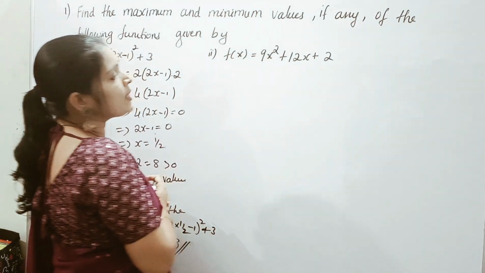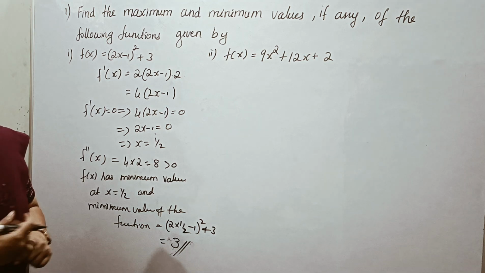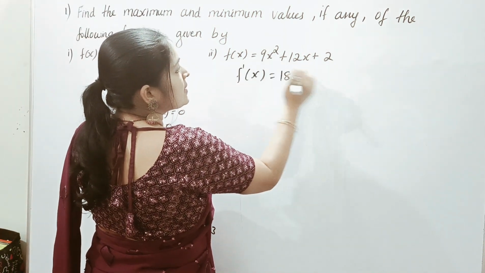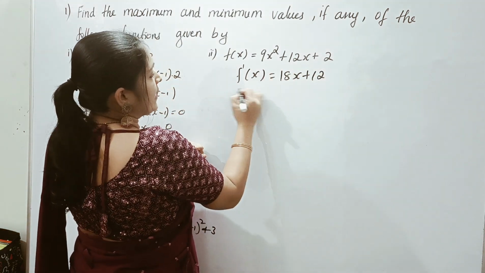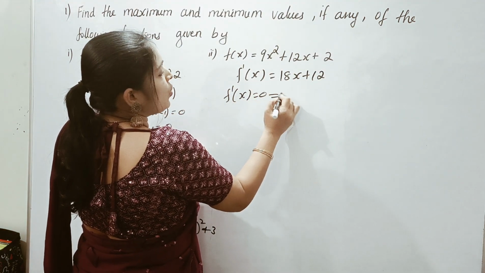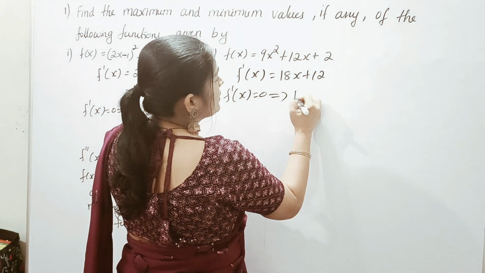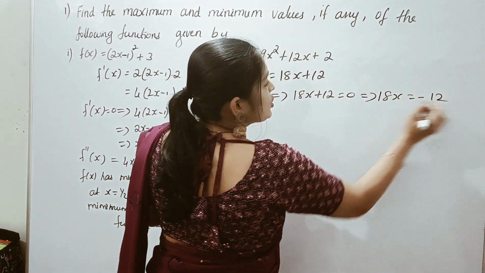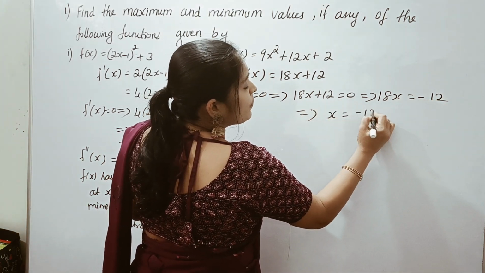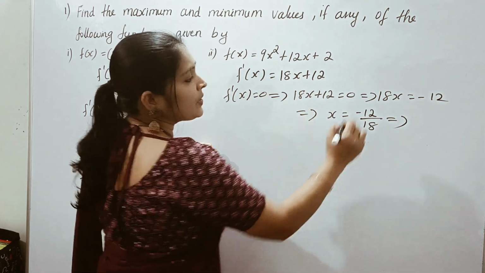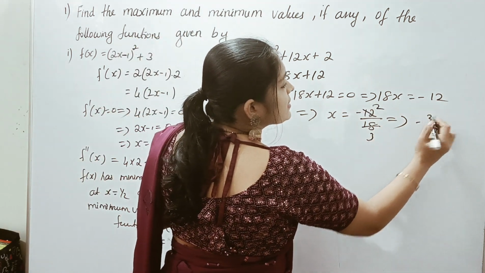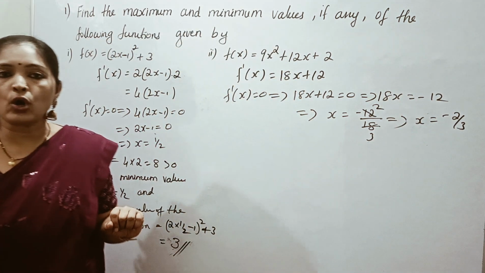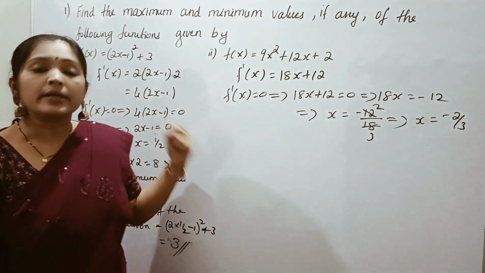Okay, now let's go to the second one. The given function is f of x is equal to 9x square plus 12x plus 2. So the first step is to find f dash of x, that is 18x plus 12. Then set f dash of x is equal to 0 to find the critical values, that is 18x plus 12 is equal to 0, that implies 18x is equal to minus 12, that implies x is equal to minus 12 divided by 18, that implies x is equal to minus 2 by 3. So we have got x is equal to minus 2 by 3, it is the critical point.